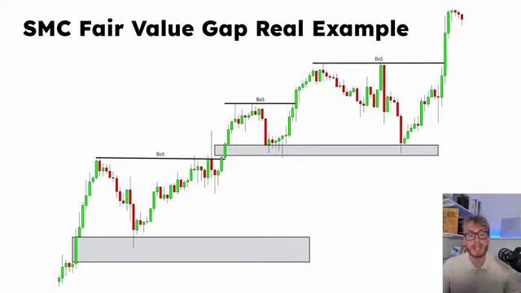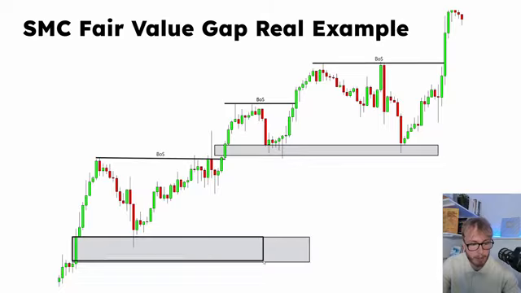So now let's take a look at an example of how we can use fair value gaps. As you can see, already at this point right here, we have a pretty clear fair value gap. The reason for this is that we have a strong momentum candle right here. And we also have a gap between the lowest point of this candle and the highest point of this candle.